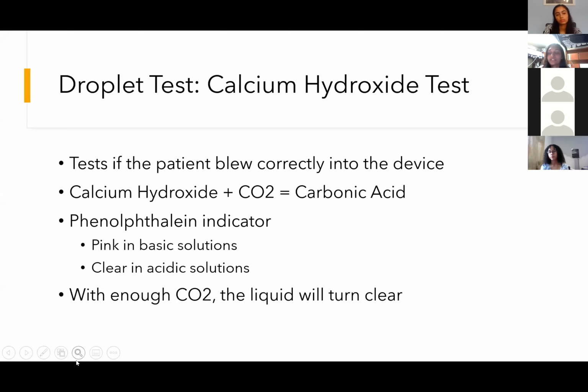When users blow into the device, the 4 to 5% of carbon dioxide that is in their breath will react with the calcium hydroxide solution inside the device to make carbonic acid. When you put a colorless pH indicator like phenolphthalein into the test solution, the solution will turn from pink to clear as the basic calcium hydroxide morphs into the acidic carbonic acid.